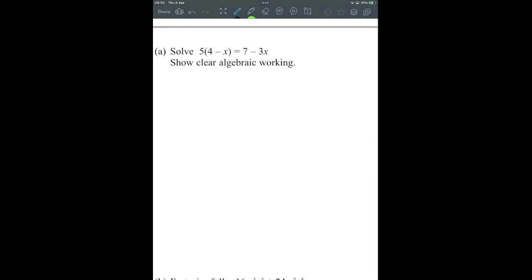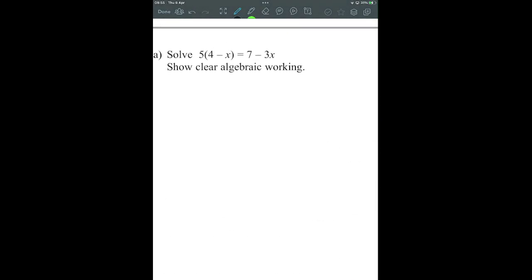This is our core algebra question. Lots of parts, lots of basic algebra skills. Solve that. Whenever I solve equations, I like to deal with the thing I don't like first. I don't like this bracket, so I'm going to expand it out. Timesing both parts by 5, as so.